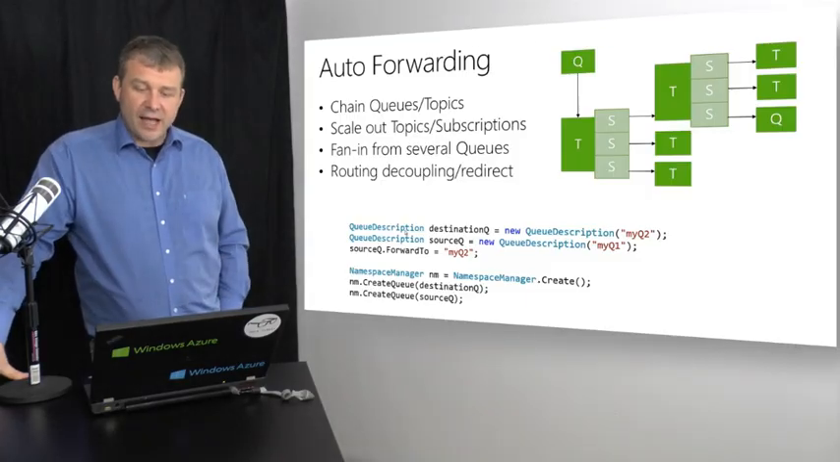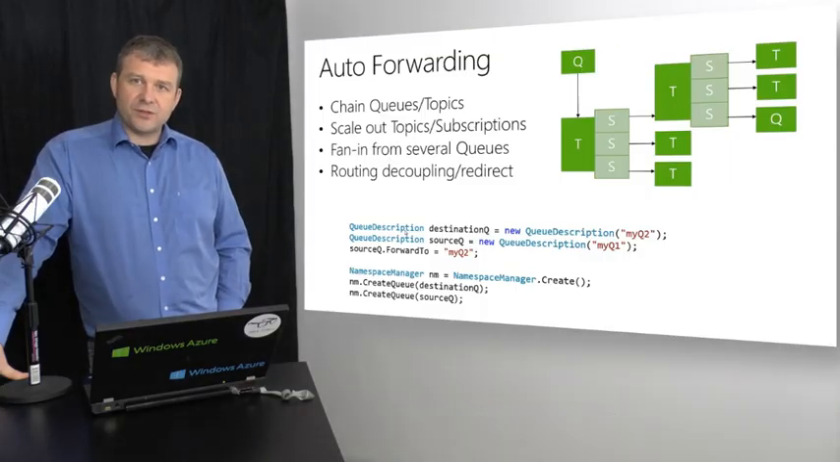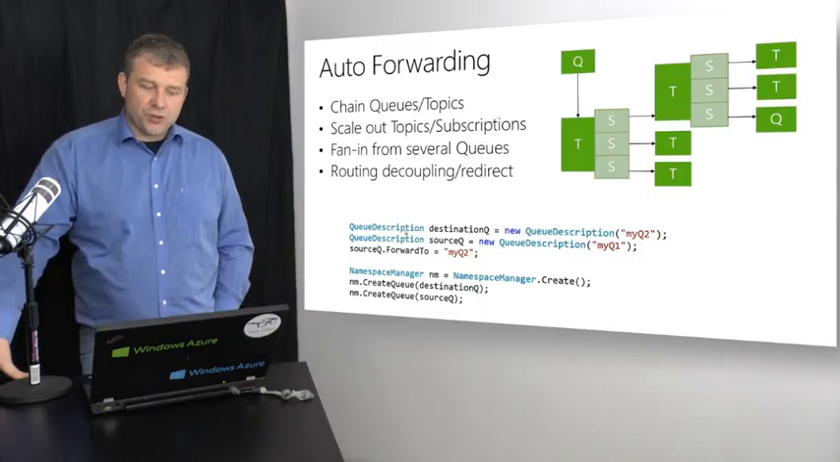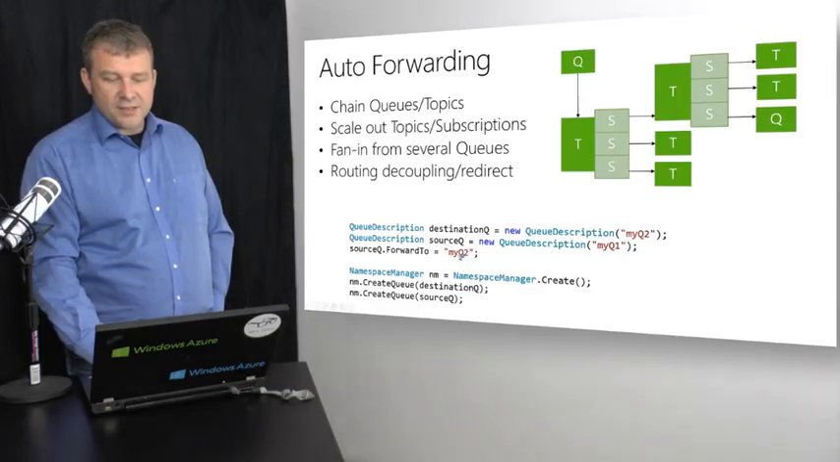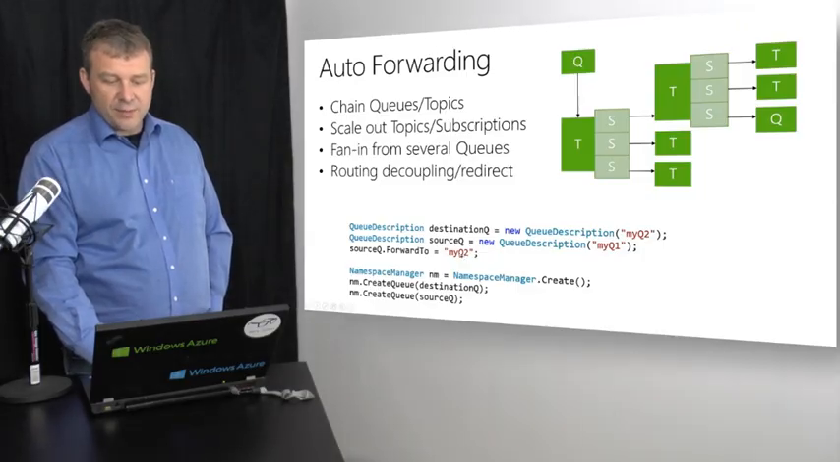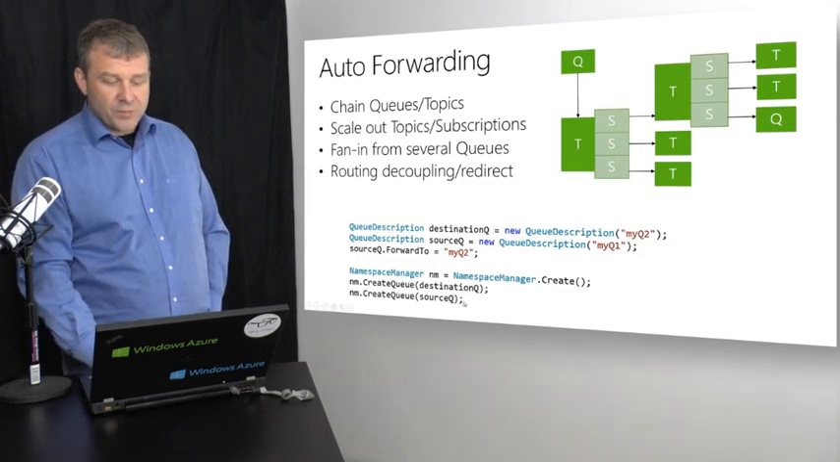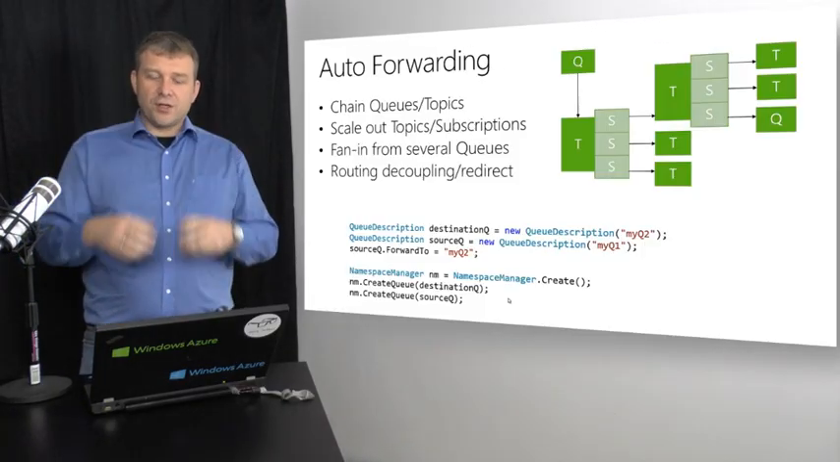So the first thing I have here is a fan-out tree, where you create a topic. You have a topic with multiple subscriptions. And on each subscription, you set the forward to property, much as I showed here on the queue description, to another entity. So you specify here the name of the topic, or here I have two queues, a destination queue and a source queue. The source queue, now I set the forward to that destination queue. Create both of them, the destination first and then the source. And then I have a queue that automatically forwards to another queue.